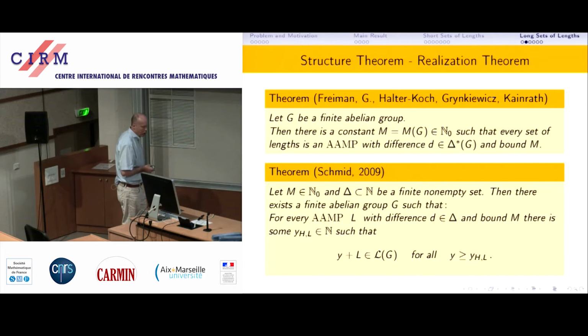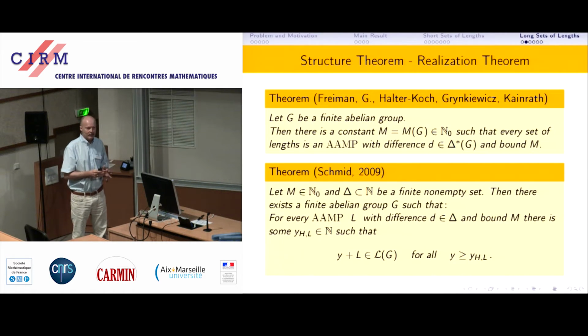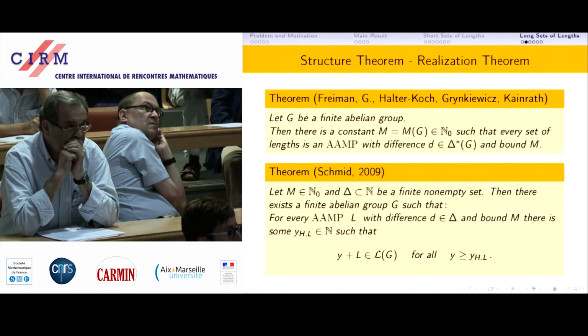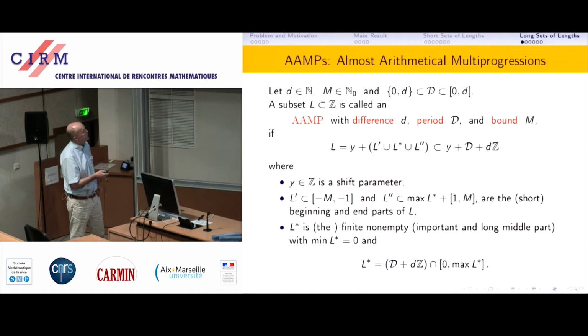Let us go to long sets of lengths. Sets of lengths have a well-determined structure. We already know that sets of lengths over finite abelian groups having at least 3 elements are long, and they are a sort of arithmetical progressions, with one universal bound: every set of lengths is an almost arithmetical progression with this bound. Okay, what is an AAMP?